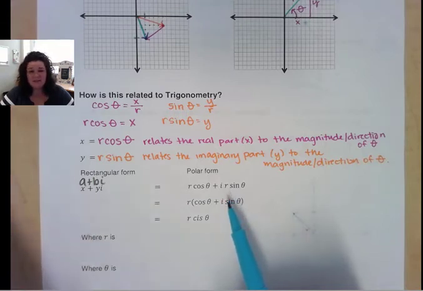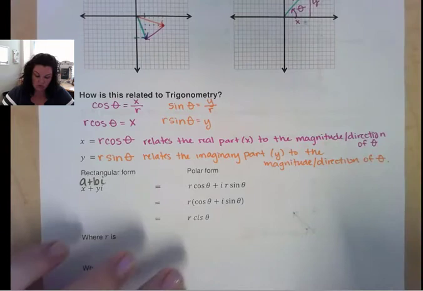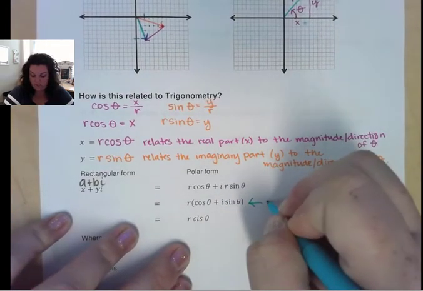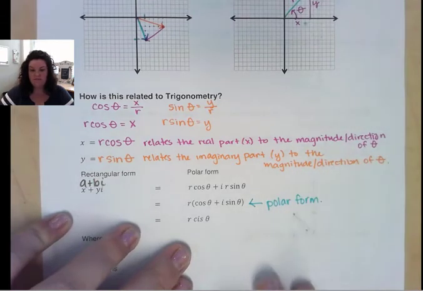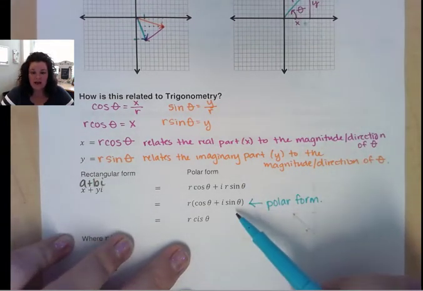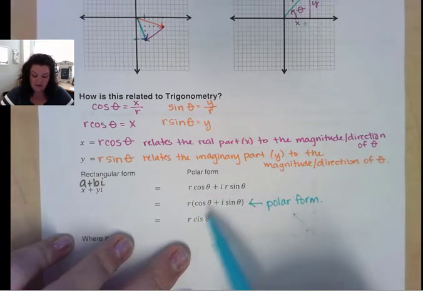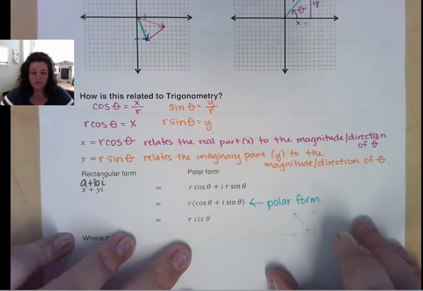Now, a lot of times in this textbook, they'll go ahead and factor the r out, and they will call this right here the polar form. Okay. Now, this and this mean the same thing. On an exam, I would be fine with you stopping here or stopping here if I ask you to write something in polar form. Okay.